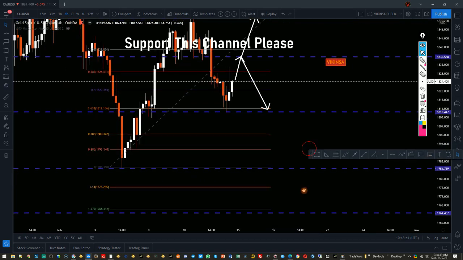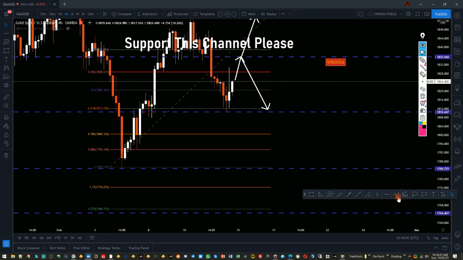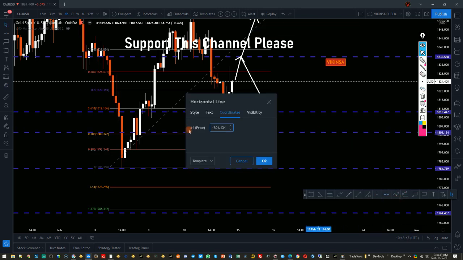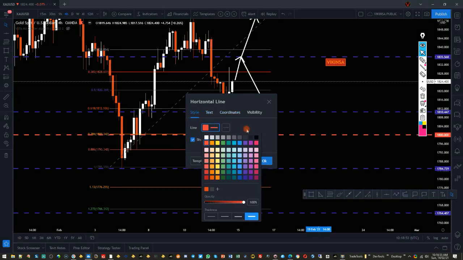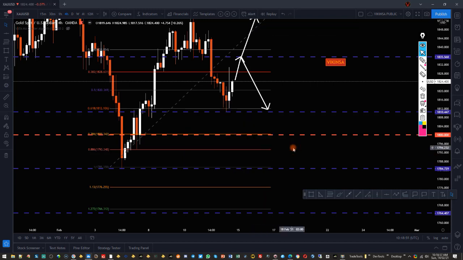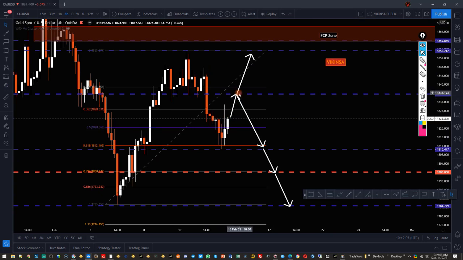and that also reminds me that we have a very important level here, which is 1800. That's a round number here. So let me just change the color of that to something else so that it stands out. So that's 1800. So what we have here, if this is broken, then we are looking for this move, and if that's broken, then we are looking for this move. Okay, on the bullish side, this is what we are looking for.